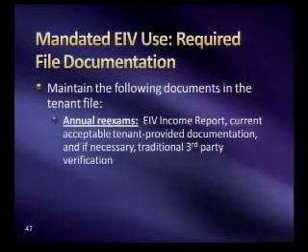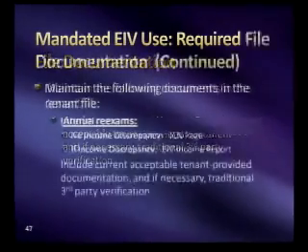Again, paper file or electronic file, it doesn't matter as long as it's accessible for audit-related purposes. And what we will expect to see is your 50058, your EIV report, and those written third-party verifications, those pay stubs, bank statements, whatever you used, because basically EIV is being supplemented with tenant-provided documentation, which is now classified as written third-party verification as long as those documents originated from a third-party source.